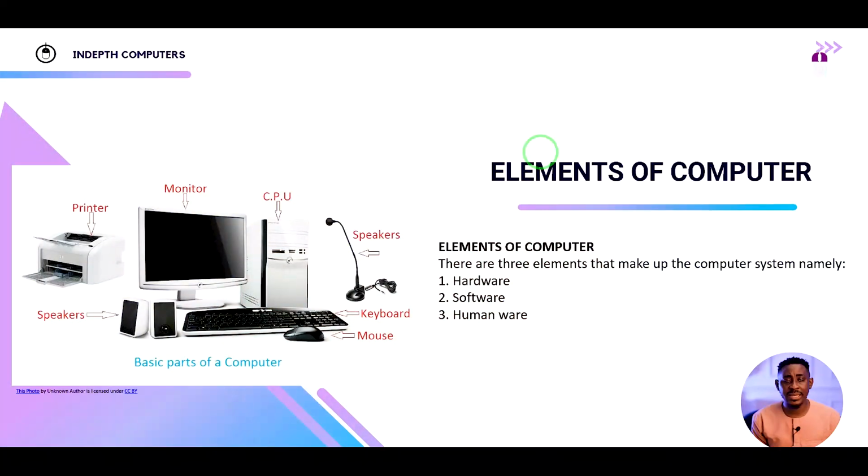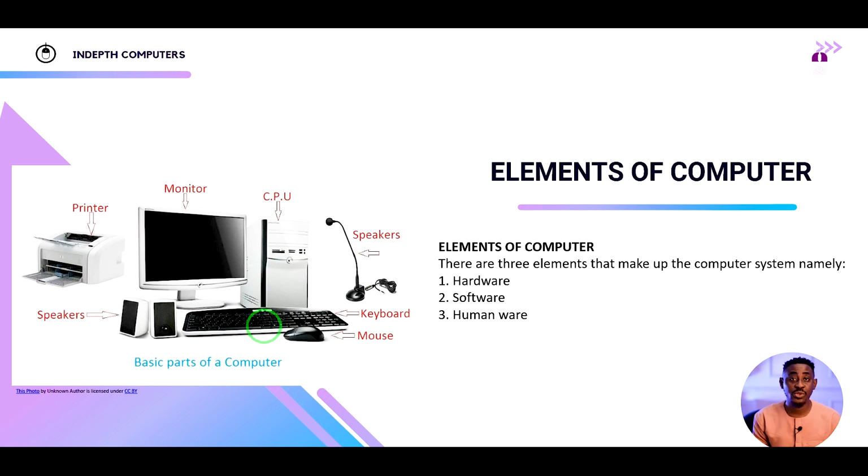Now, the computer system has basic elements. Before we can say we have a computer system, there are certain things that you must take into cognizance. You can see here we have different computer parts. You can see the printer, the monitor, CPU and all. But what makes up a computer system? There are three basic elements that make up the computer system. These are hardware, software and humanware. Now, these basic elements make the computer system.